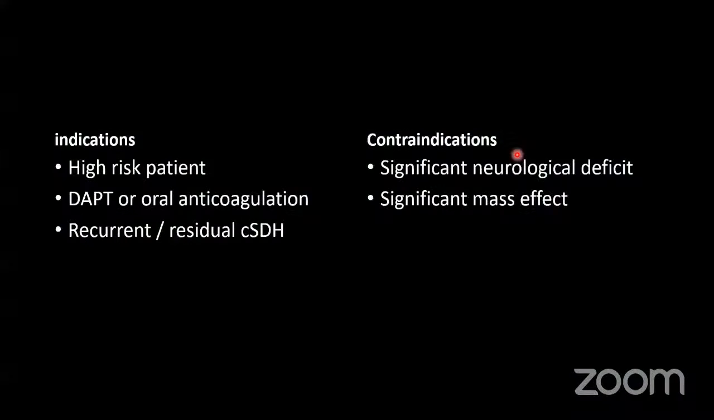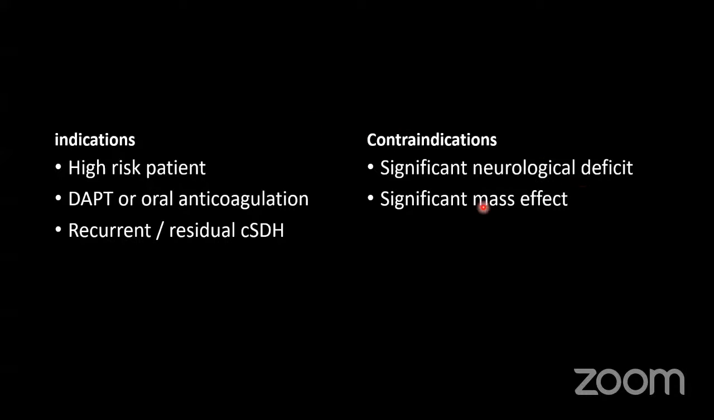So what are the definite indications and contraindications? The indication is due to the lack of any need for anesthesia or major surgeries, and it can be done in a high-risk patient. And we all know that most chronic subdural patients will be high risk because they are elderly with multiple comorbidities, most will be taking antiplatelets and oral anticoagulation, and most will have recurrent and residual chronic subdural. So for chronic subdural hematoma as a whole, middle meningeal artery embolization is very much beneficial.